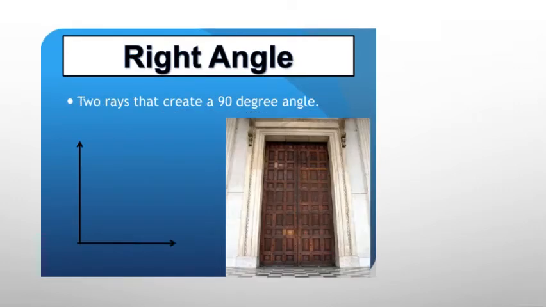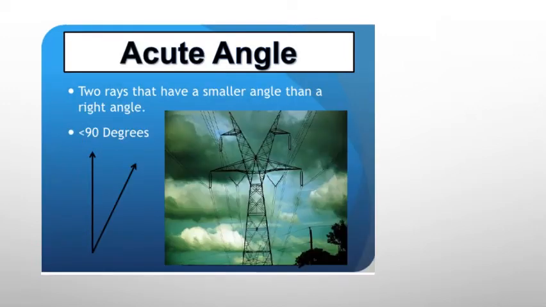Right angle, you already have been familiar with this right angle. Two rays that create a 90 degree angle, or we can say that when two perpendicular lines meet together, they form a 90 degree angle, and that 90 degree angle is known as right angle. Acute angle: two rays that have a smaller angle than a right angle, smaller than 90 degree, is known as acute angle. All those angles which are less than 90 degree, or less than a right angle, are called acute angles.